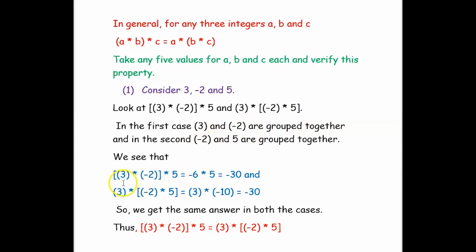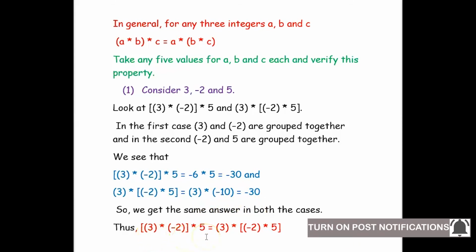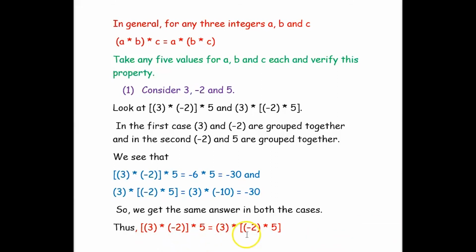While grouping, 3 into -2 is -6, into 5 is -30. So the next group is -2 into 5. That is -10. So 3 into -10 is -30. So we get the same answer in both cases. So we can say (3 × -2) × 5 equals 3 × (-2 × 5). That is (a × b) × c equal to a × (b × c).